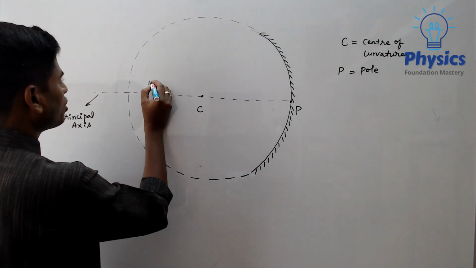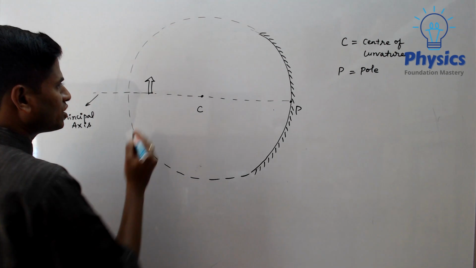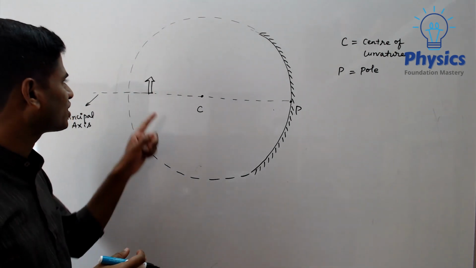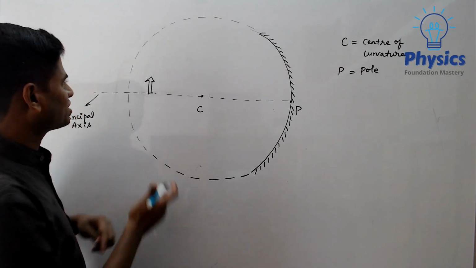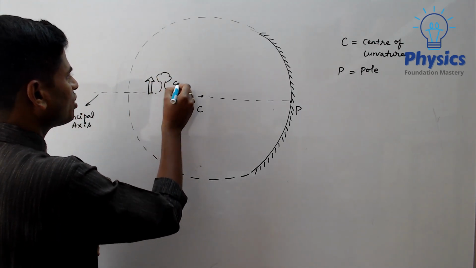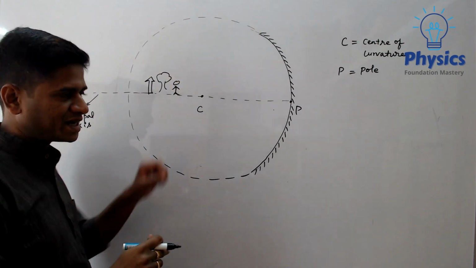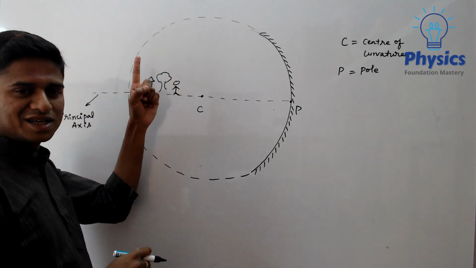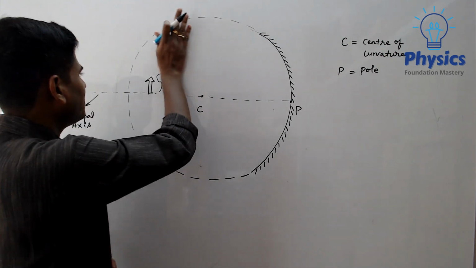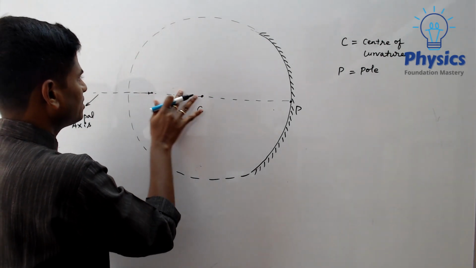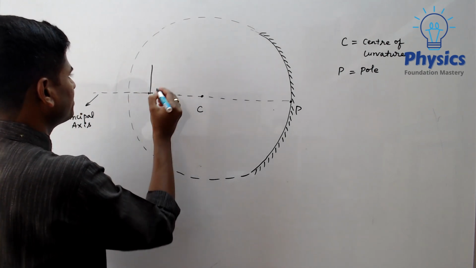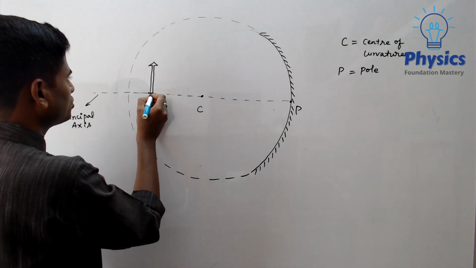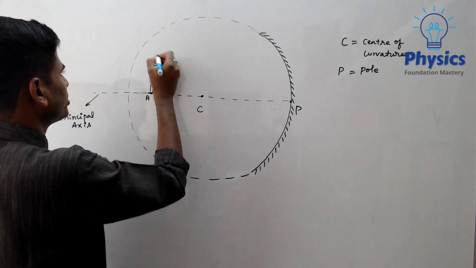Let us say you have an object like this. You would have seen before, in the last video also, I have drawn an object like this. This object may be a tree or a person, whatever. It has a certain linear dimension. Instead of drawing a tree or a person, we just put an arrow. Say the bottommost point is A, the topmost point is B.